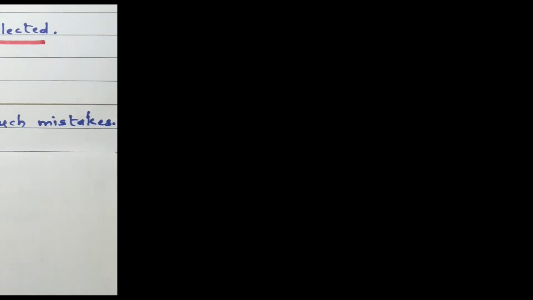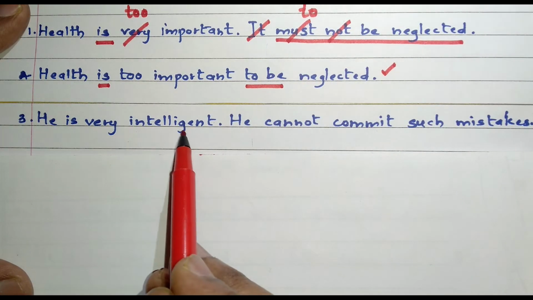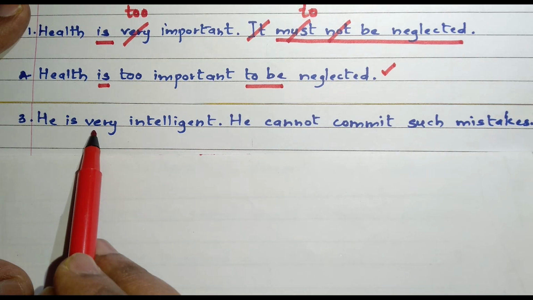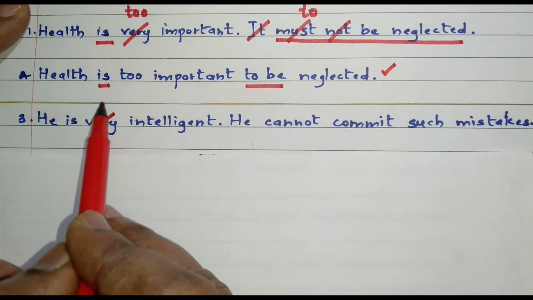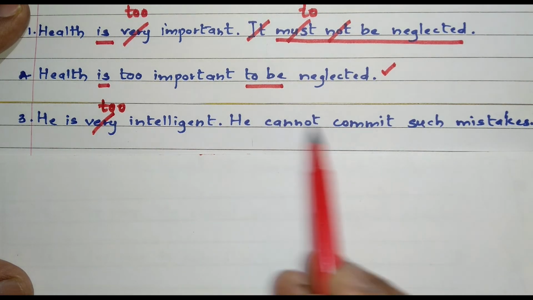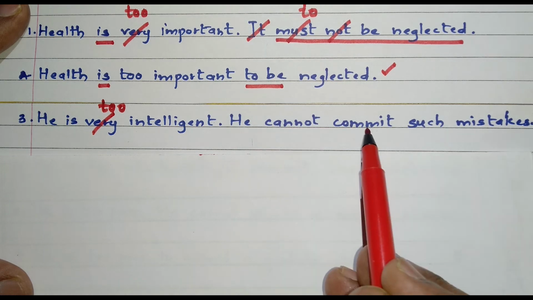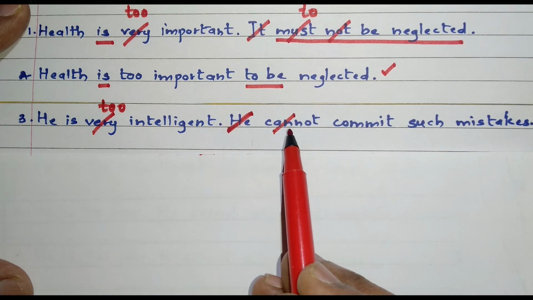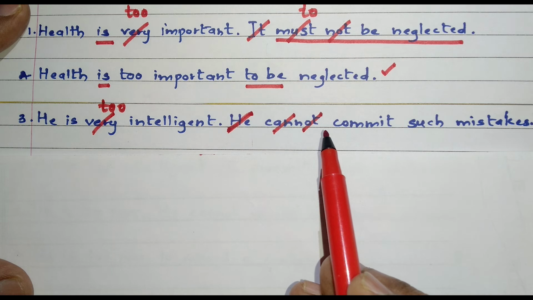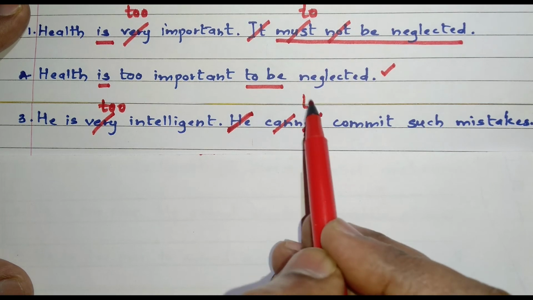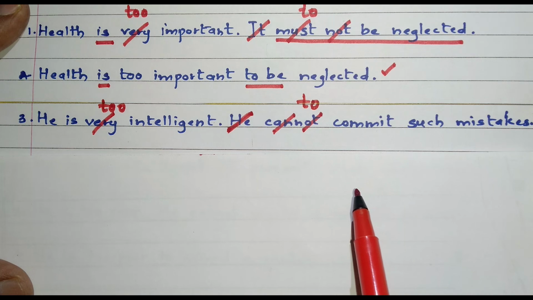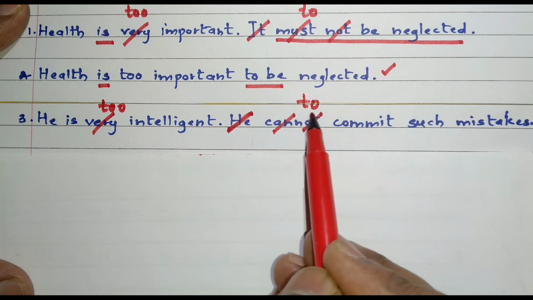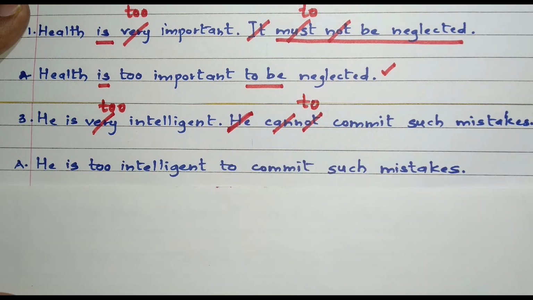Another example of the same type, he is very intelligent, he cannot commit such mistakes. Here the question contains the word very, so we will replace it with too as we did earlier. But in the second sentence, he cannot commit. We have to remove the subject he, we have to remove the helping verb can, we have to remove the negative word not also, and replace all this with just one word, that is to. So our answer will be he is too intelligent to commit such mistakes. So this is the answer.